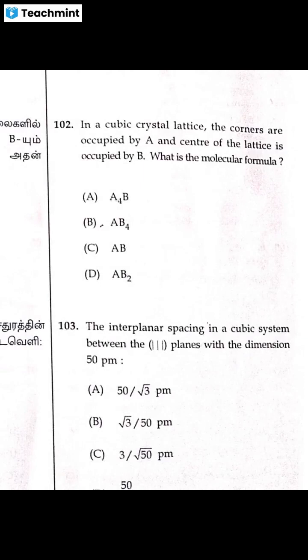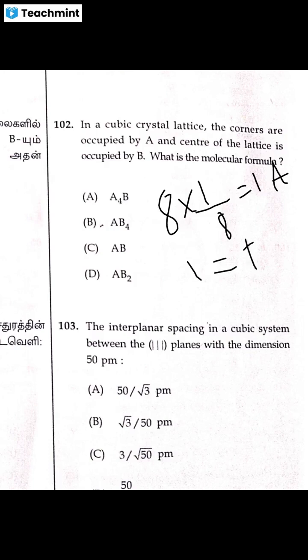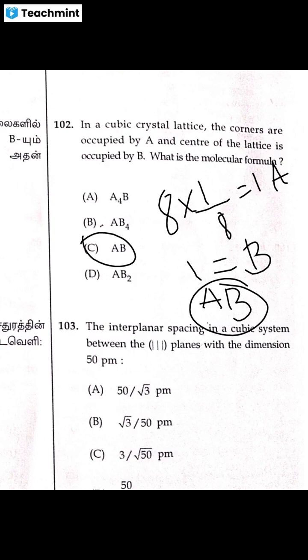Next, corners are occupied. Corners means 8 into 1/8, which is equal to 1. So A's share is 1. Next, centers of the lattice occupied by B. In our cube there is only one center. Okay, 1, so that is B. So the formula for this crystal is AB. AB, option C.